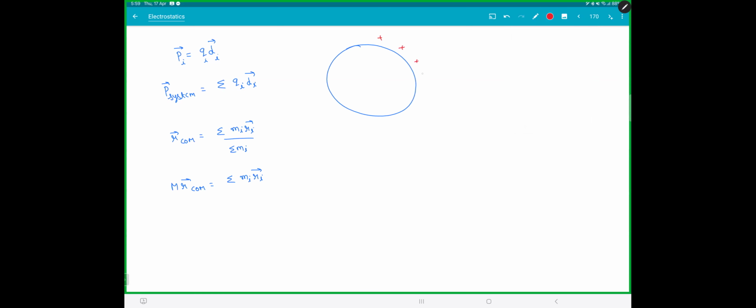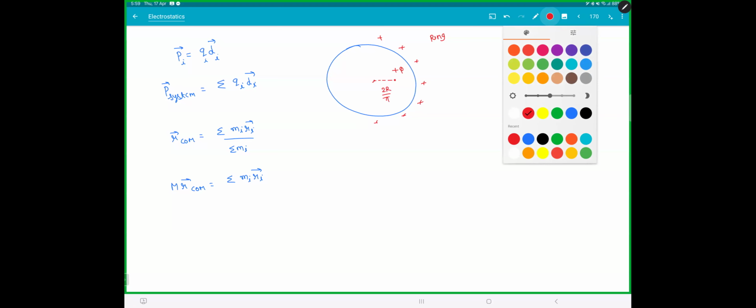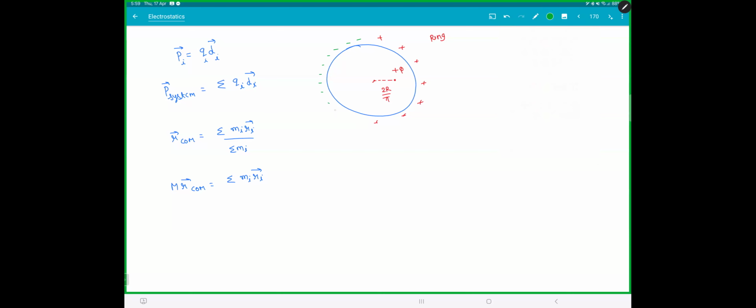So when this was plus for a ring, there is a ring of center mass. You can put plus q here, and this distance will be 2r by pi. You can put the minus q charge here, and again 2r by pi. Then you can replace this simply with charge q into the distance 4r by pi. But charge q is nothing but lambda into length. Here length will be half of it, which is pi r. 4r by pi, so pi goes off. There, this was the same answer we got.